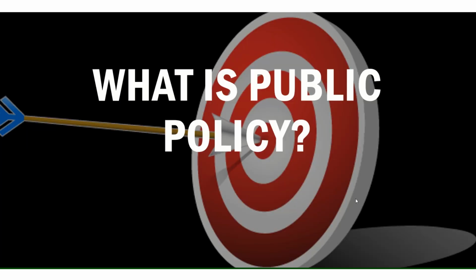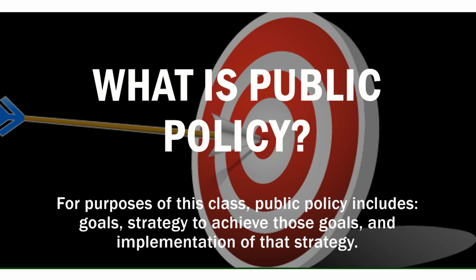Let's start off with a definition, or at least an explanation of what public policy is. Policy, of course, can be used in many instances, in many environments. You could have, for instance, company policy, private business policy. But when we're talking about public policy, we're talking about policy developed by government at various levels. So for purposes of this class, public policy is going to include a goal that you want to achieve, and to be more specific, a problem that you want to solve. So your goal is the solving of a problem.